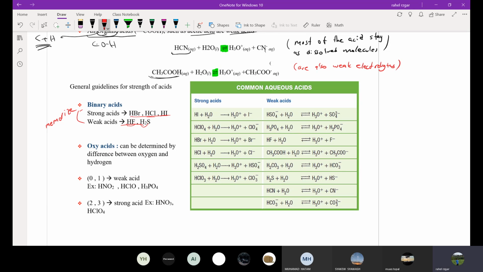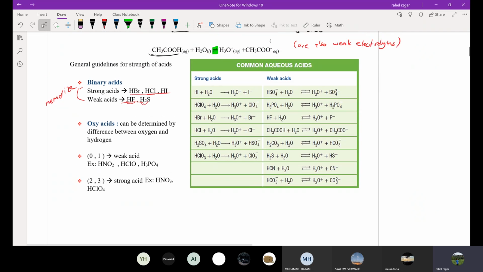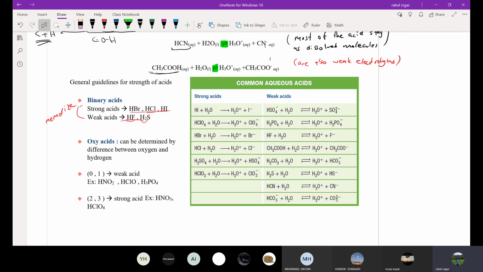HBr, HCl, and HI are strong. HF and H2S are weak acids. But we have a lot of oxyacids. We cannot memorize all of them. Then how can we find the strength of oxyacids? By the difference between the oxygen and hydrogen number.